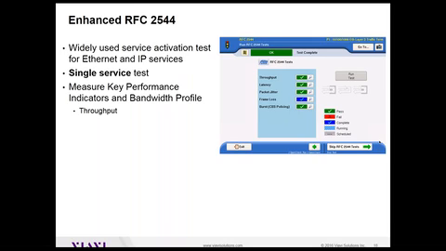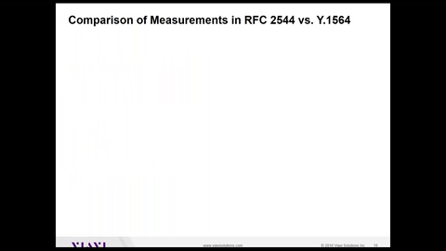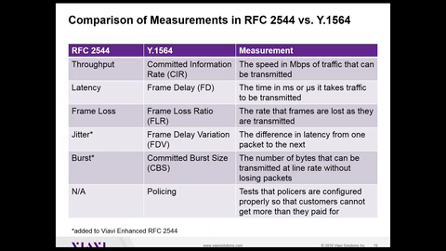And the key performance indicators and bandwidth profile, similar to 1564's: throughput, latency, frame loss, packet jitter, committed burst size. Now those two, packet jitter and committed burst size, are part of VIAVI's enhanced RFC 2544. They are not part of the RFC 2544 standard. And again, the test runs, it's very wizard-like in nature, and you get a full report at the end of the test. So let's take a minute here and go through a table, row by row here.